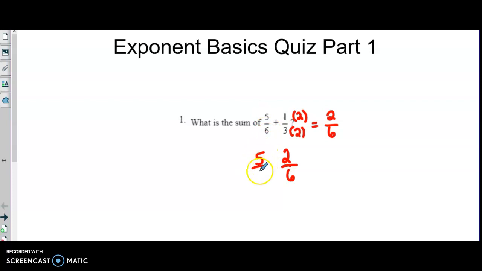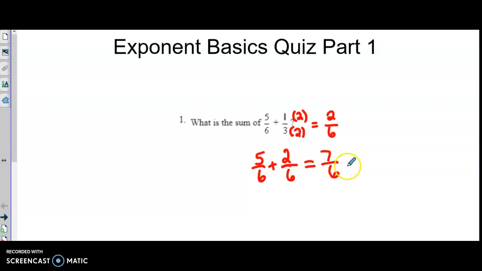So I'm going to rewrite this. Now I have 5/6 plus 2/6. Since I do have a common denominator now, I can go ahead and add. The denominator stays the same, and for the numerator, you add them together. So 5 plus 2 is 7. So this equals 7/6.